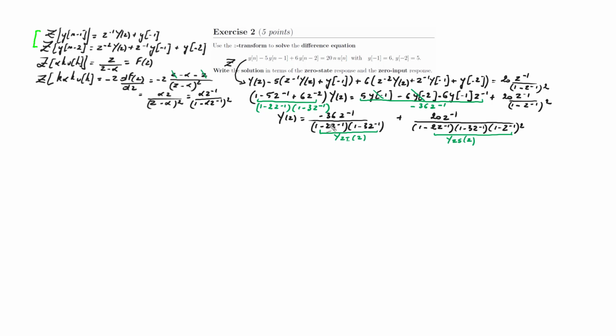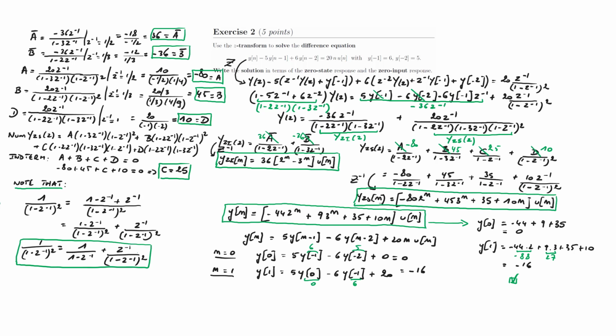To do this, we'll have to do a partial fraction expansion of both those terms. So if you're preparing for your exam, it's still time to push the pause button. So what you can do now is write the partial fraction expansions of the first term and the second term.